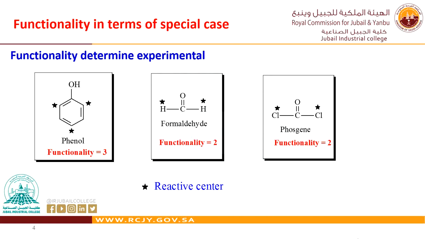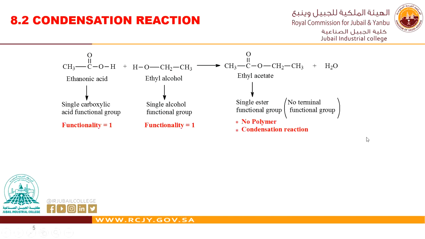So in this course, we are going to encounter only 3 special cases: phenol, formaldehyde, and phosgene. For these, there is no specific rule. They are called special cases, and we just need to remember their functionality. For example, phenol functionality is equal to 3, formaldehyde functionality is equal to 2, and phosgene functionality is equal to 2 also. Now, this functionality will determine whether a particular reaction will produce a polymer or not.